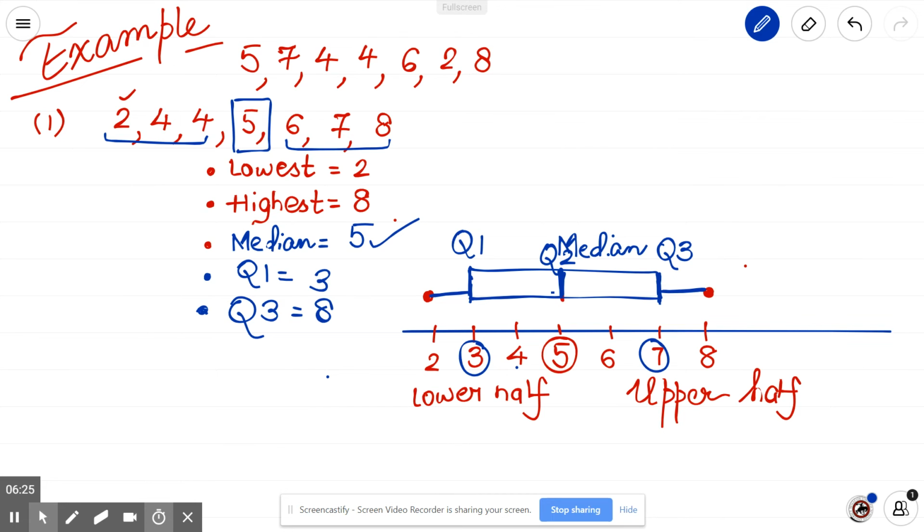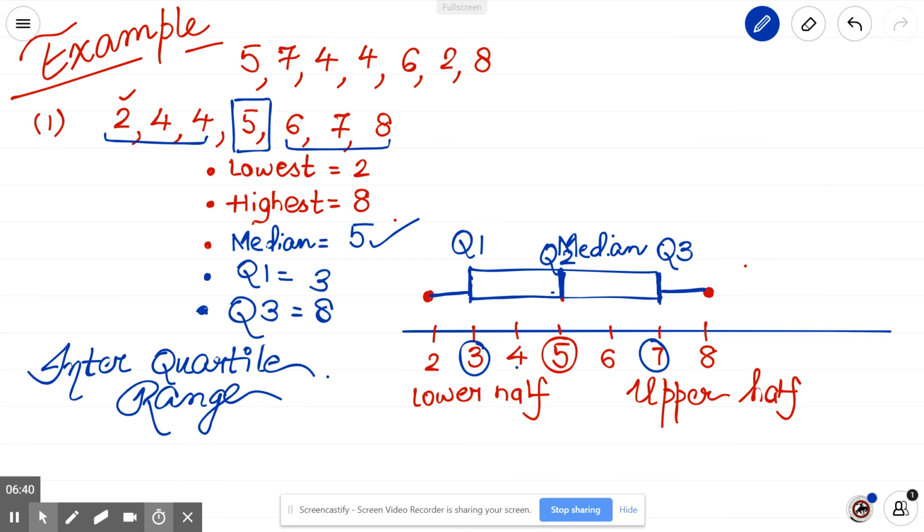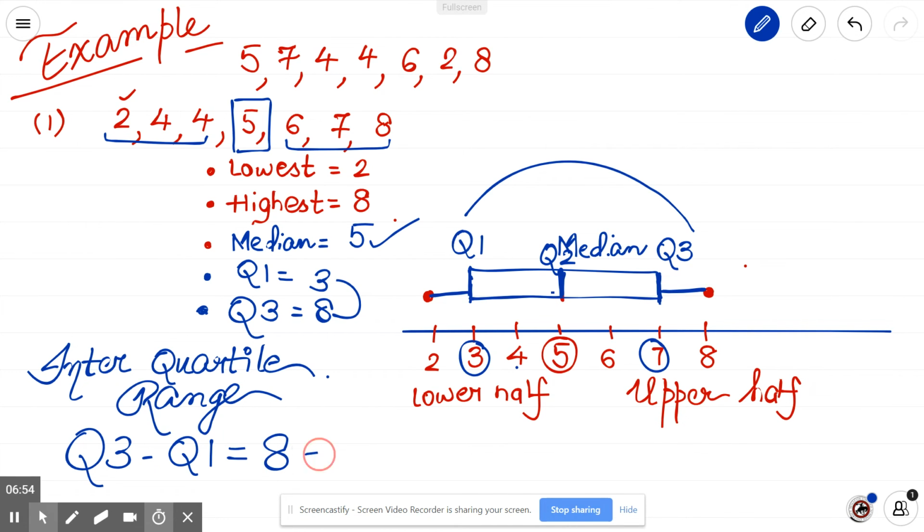All right. Now, the other thing that we also use from a box and whisker plot is called interquartile range. Students, the formula for interquartile range is basically you subtract quartile 1 from quartile 3. So quartile 3 minus quartile 1. For this given question, the interquartile range is 8 minus 3, which is 5. That means the interquartile range is 5.